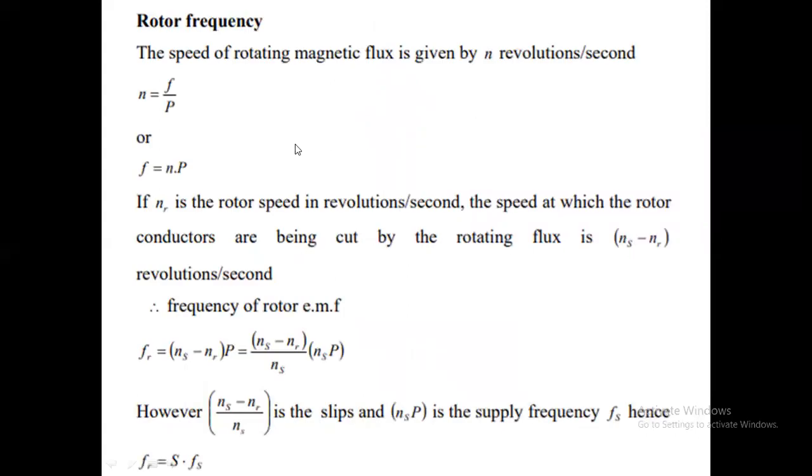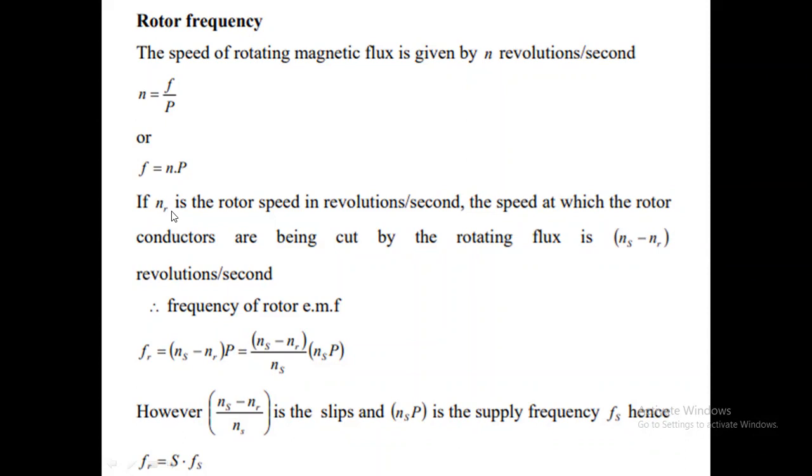Next, coming to the last topic, that is rotor frequency. The speed of the rotating magnetic flux is given by n revolutions per second or N rotations per minute. As per your convenience, you can follow either. Small n is considered as revolutions per second, which equals 60 by capital Ns. Further, this can be written as F equal to n into P, where P gives the number of poles and F represents the supply frequency.